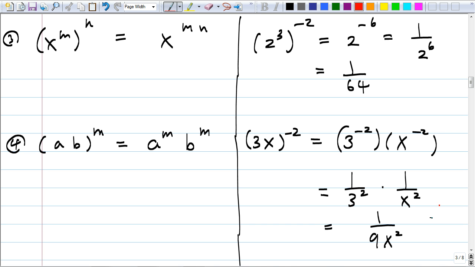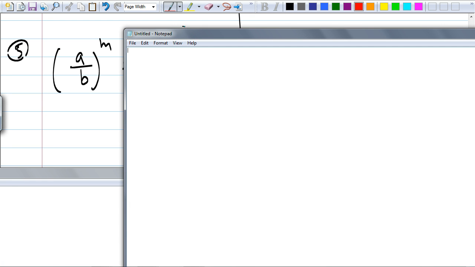Very straightforward. As you can see, all these rules apply for negative exponents as well, right? It doesn't just work for positive exponents. It works for both negative and positive exponents. Okay. Let's look at the last rule. And this one's very similar to the one that we just did.